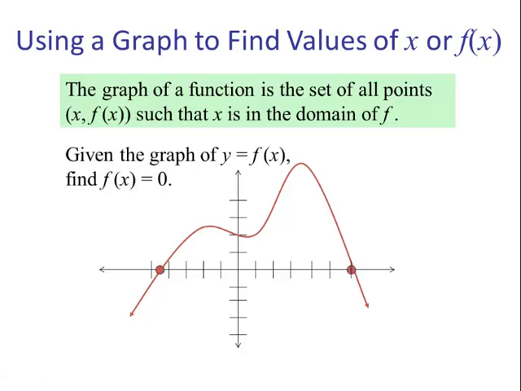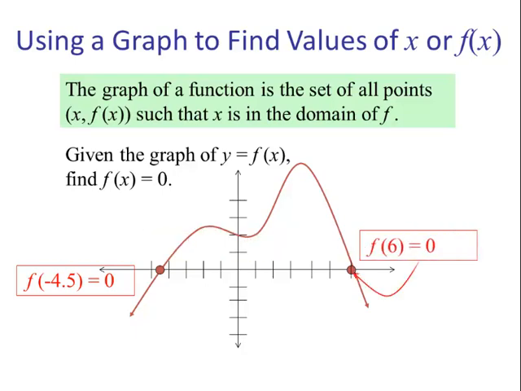Given the graph of f of x, find f of x equal to 0. F of x is y, so y is 0 here and here. So when x is negative 4.5 and when x is 6, f of x equals 0.